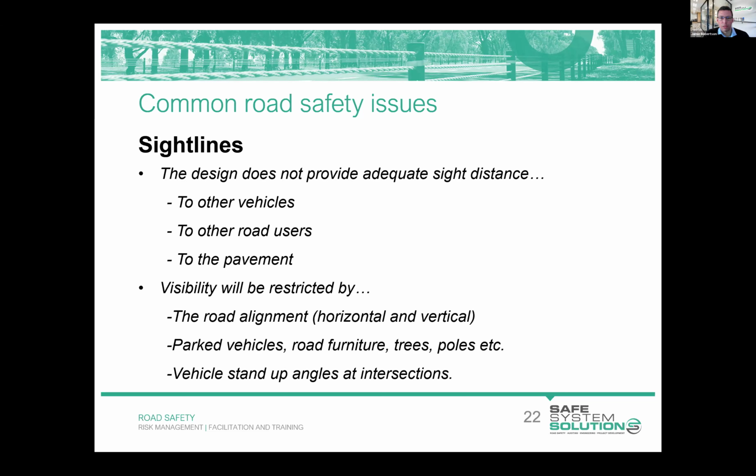At intersections, we often see road furniture or trees or poles or post boxes and these types of things obstruct sight lines, perhaps from a side road for a motorist entering a main road. At mid-block locations, the horizontal alignment or the vertical alignment or a combination of the two can impede sight distance. So we might have a crest that limits sight distance to the pavement or to oncoming traffic. We might have a horizontal curve with trees or other things on the inside of the curve.